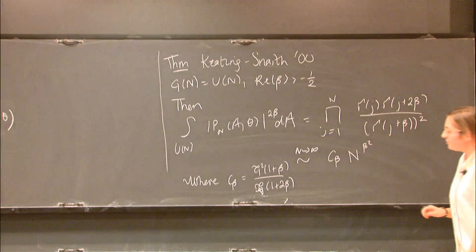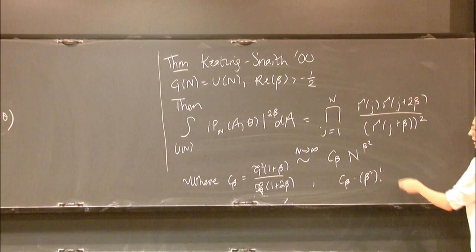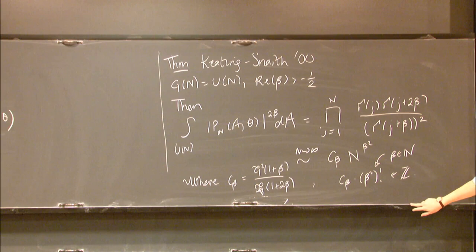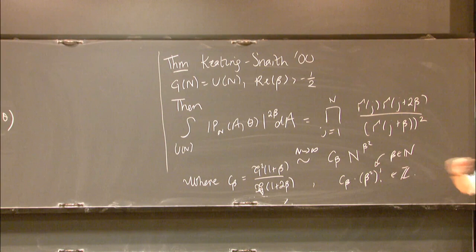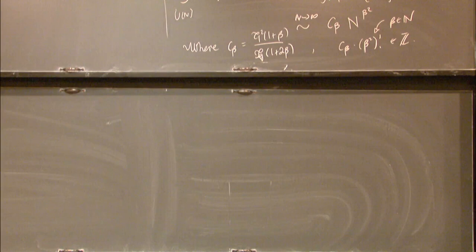So in particular, when beta is an integer, we have the property that this number here is integral. I should also comment, it's not necessarily immediately clear from this identification here, but this right hand side is actually a polynomial in N as well. So it's a polynomial of degree beta squared when beta is an integer. Okay. Right. I think that was what I wanted to comment on that.